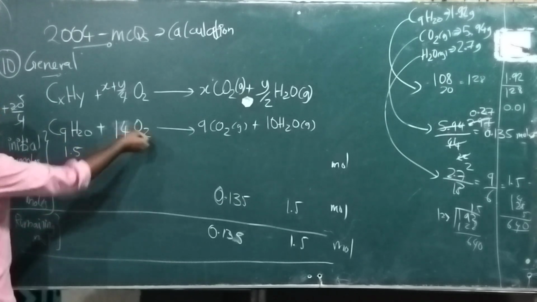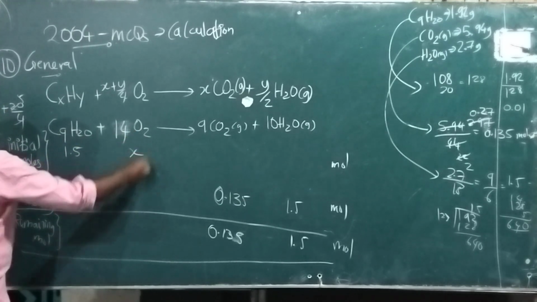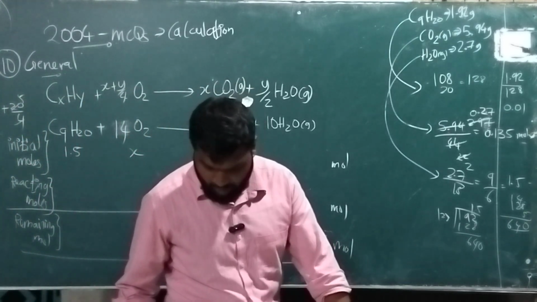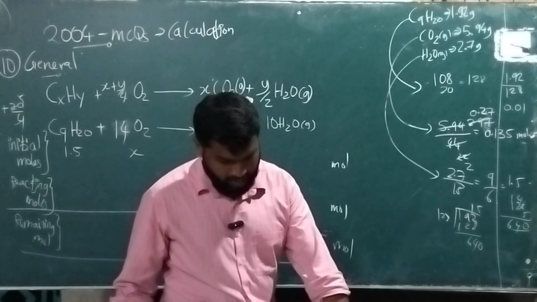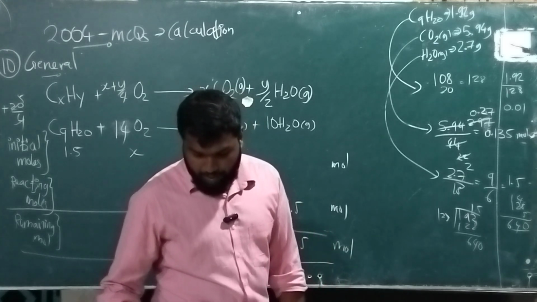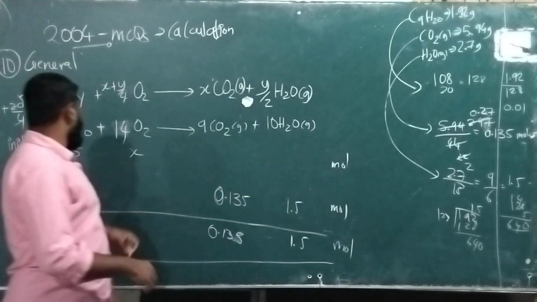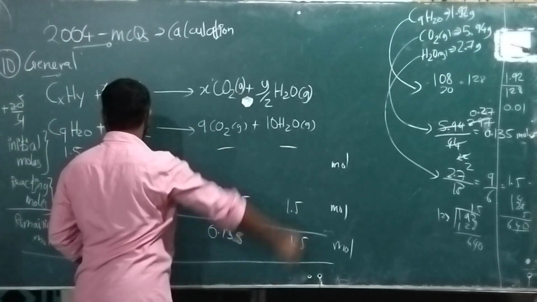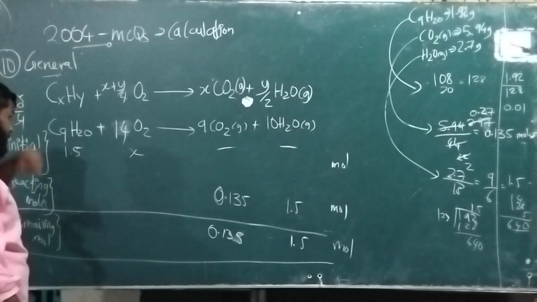Here you don't know the initial moles. That's the question they are asking. They are asking the mass of O2 that is being used, right? So you need to know the moles. Let's take the number of moles of oxygen reacted to be x moles. Initially there won't be anything, so 1.5 here exactly.